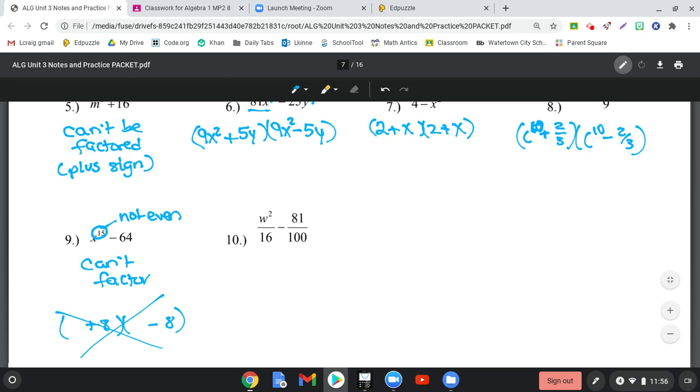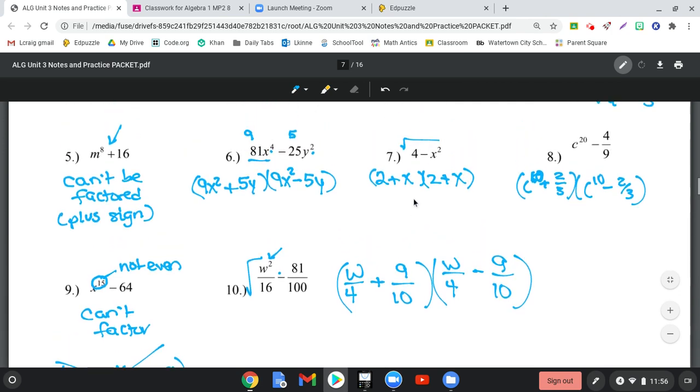All right, last one. Fractions, that's okay. Just check everything. So you got an even exponent. You got subtraction. 16, 81, and 100 are all perfect squares. So let's start with the w squared over 16. Take the square root. It's w over 4 plus 81 over 100. Square root of 81 is 9. Square root of 100 is 10. And then it'll be w over 4 minus 9/10.